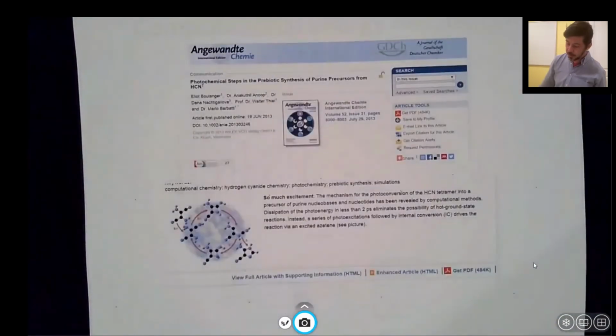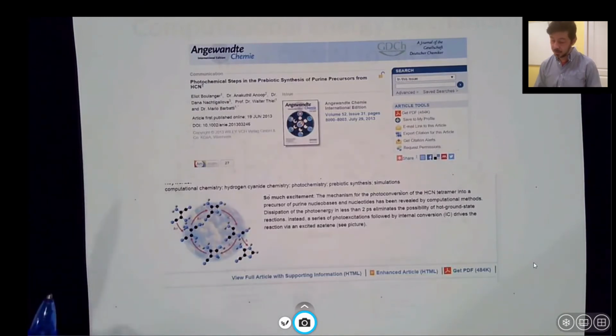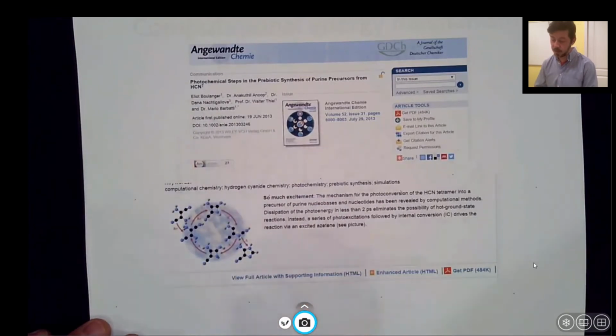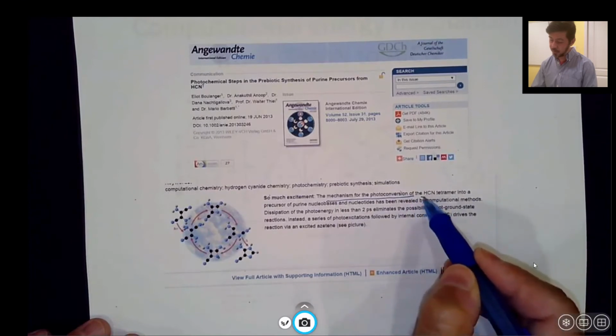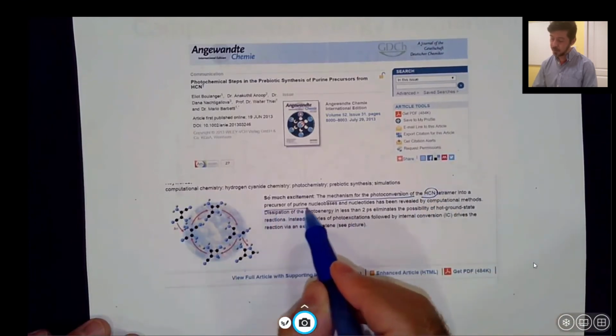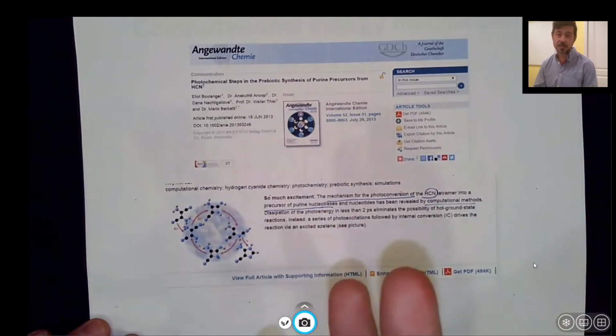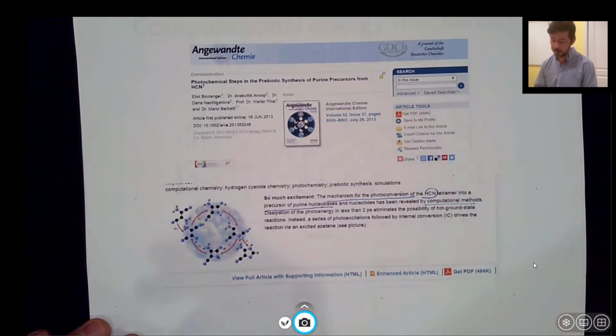Now, what do we know about the photochemical steps involved in the prebiotic synthesis of purine precursors from hydrogen cyanide? There's been a lot of interest in trying to understand exactly what's happening, and a lot of things have been done computationally. This is a paper that was published in Angewandte Chemie. It's a leading journal in chemistry, and essentially the authors investigated the mechanism of photoconversion of the hydrogen cyanide tetramer into a precursor of purine nucleobases and nucleotides by computational methods. So this was all done computationally.